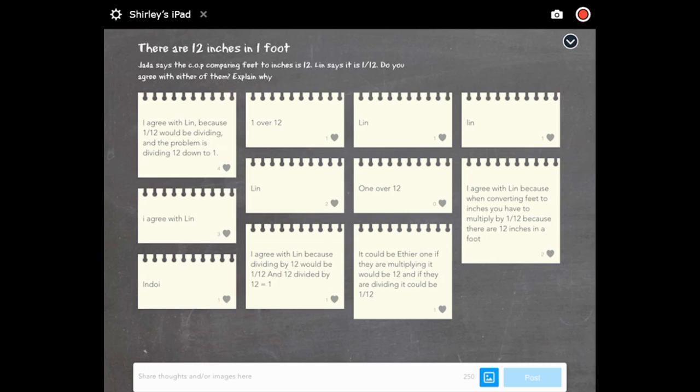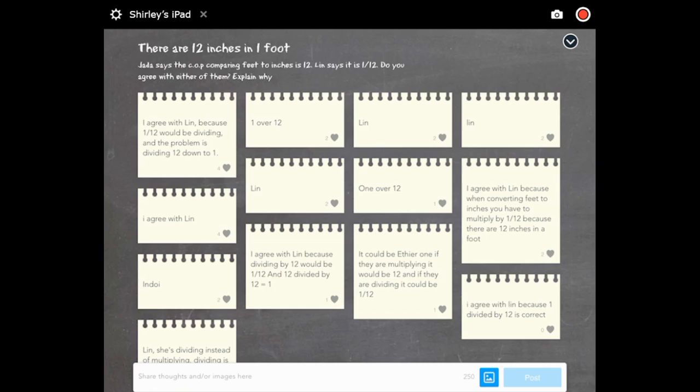Okay, I really like some of the answers that you're saying. I agree with Lynn because 1/12 would be dividing, and the problem is dividing 12 down to 1. Someone's pointing out that it technically could be either multiplying by 12 or 1/12. Okay, so we're in this conversation of it could be one or the other. What it comes down to is paying attention to the language of the problem. So if I'm comparing feet to inches, that means take the number of feet divided by the number of inches. So you have to pay attention to that language there.